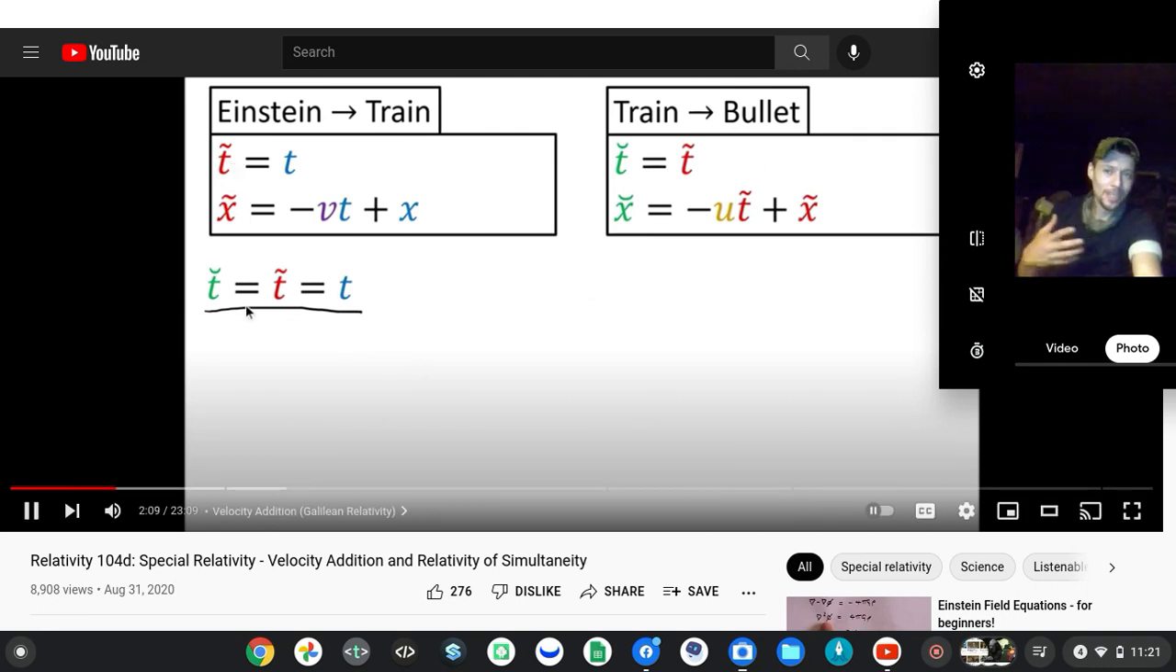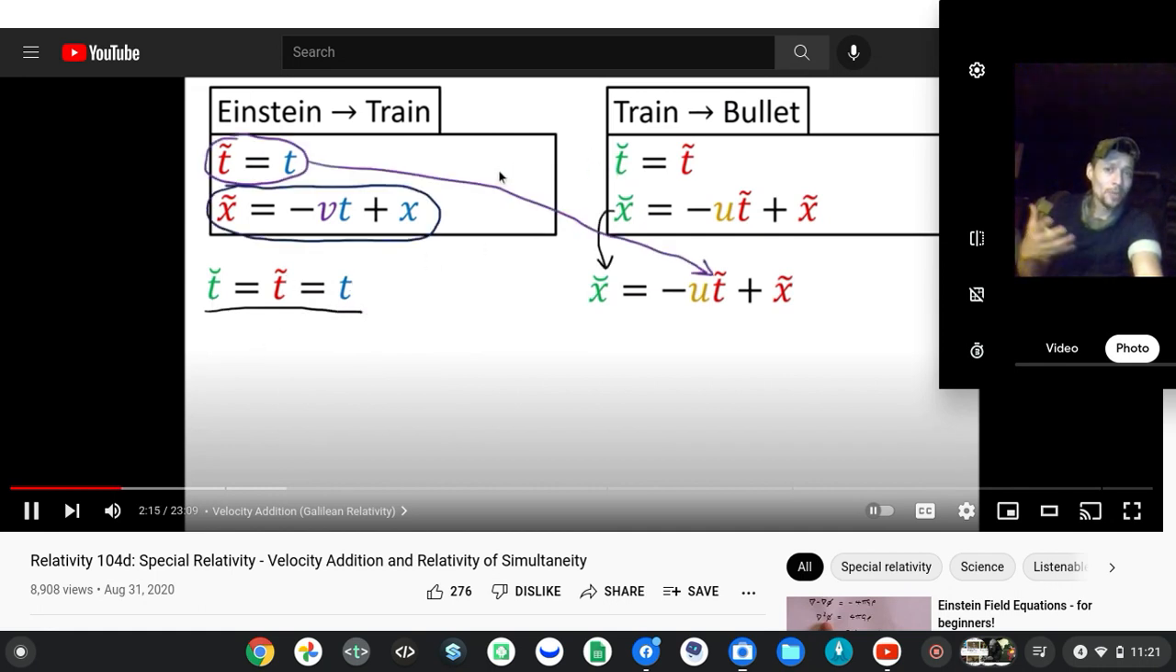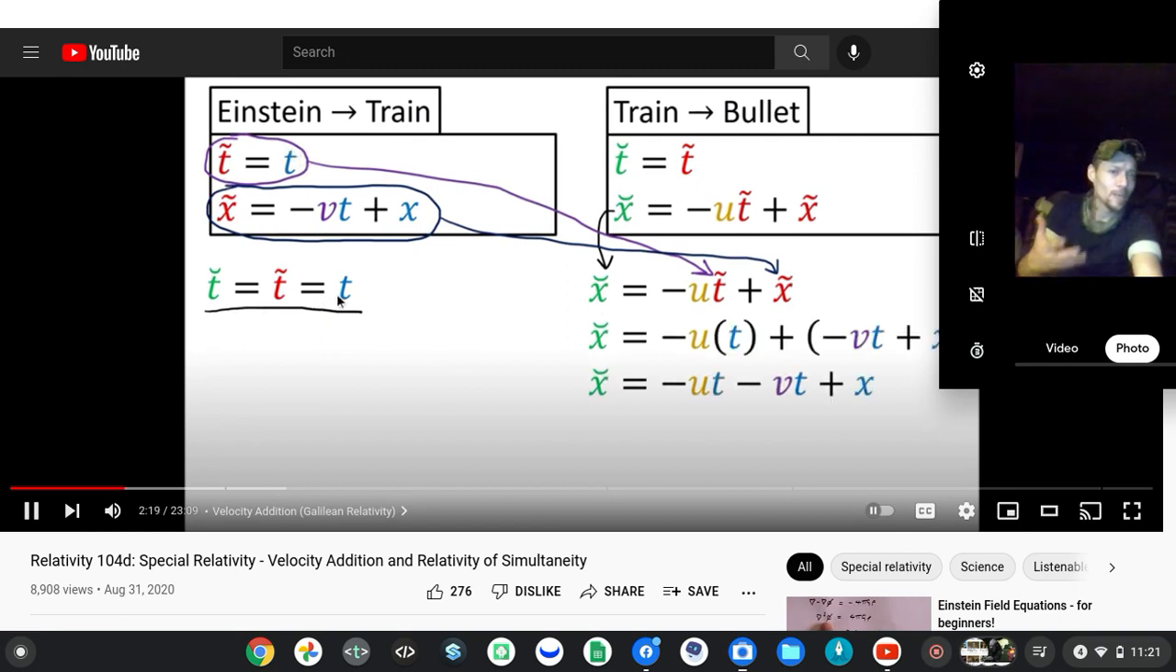But for position, let's start with the equation for x smile, then substitute in the equations for t tilde and x tilde. If we factor out t from these terms, we see that we get a new Galilean transformation that changes x to x smile, using the velocity u plus v.